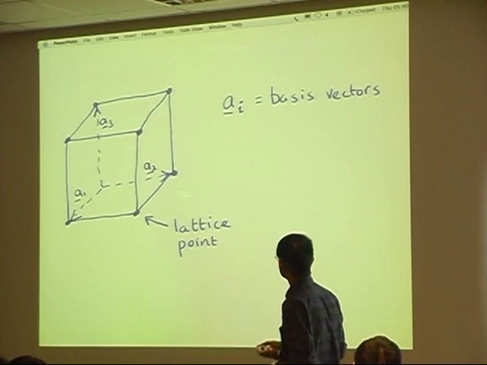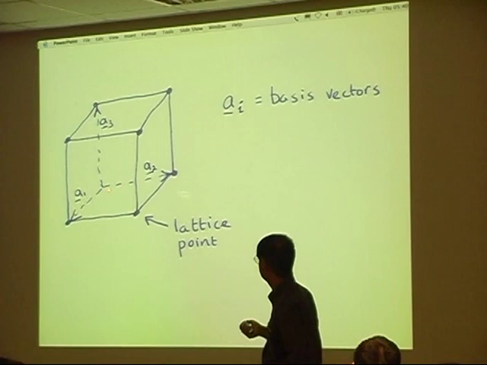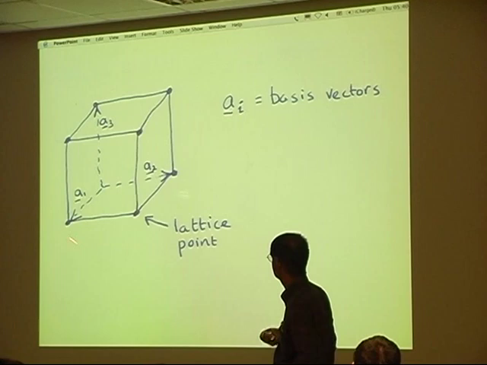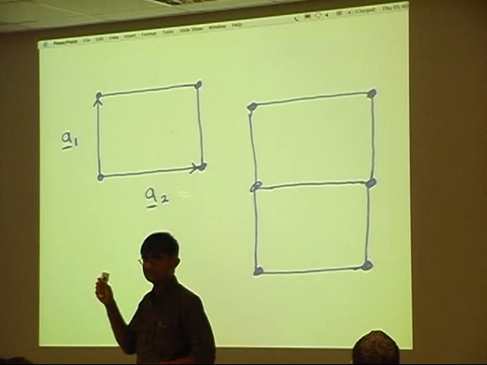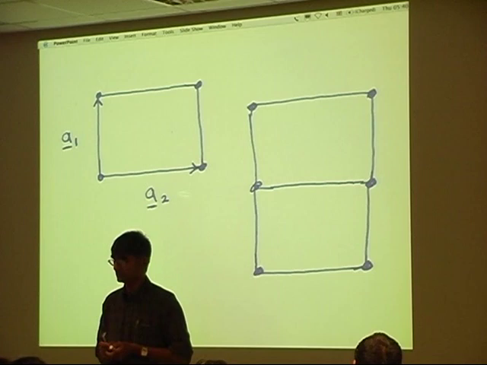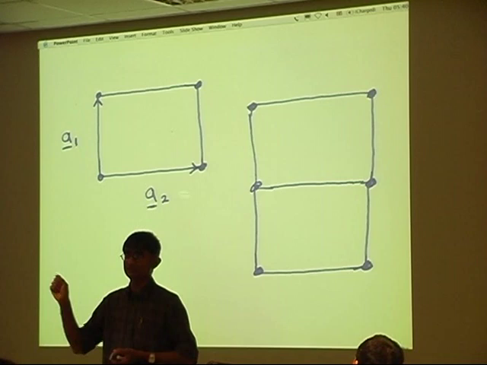In three dimensions, the problem is the same, except I have an additional vector here, A3. These are the three lattice parameters, and these are the lattice points. Now, in two dimensions, there are only five possible ways in which I can have a regular pattern. Only five possible unit cells. That is very surprising, isn't it? But to get a regular set of points, there are only five possible ways in which I can have those points.